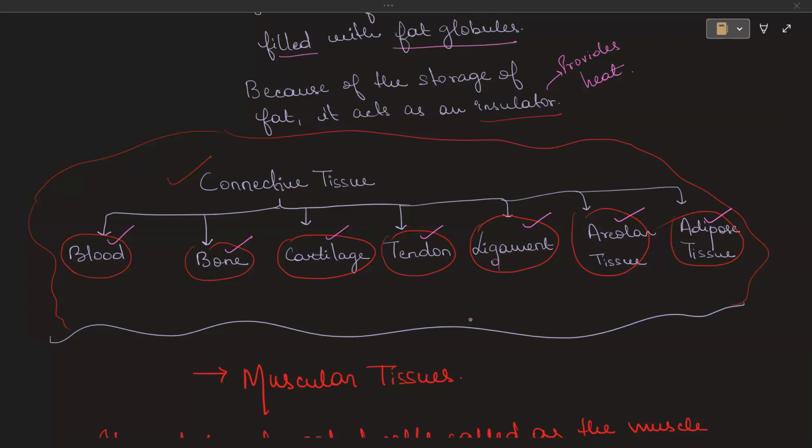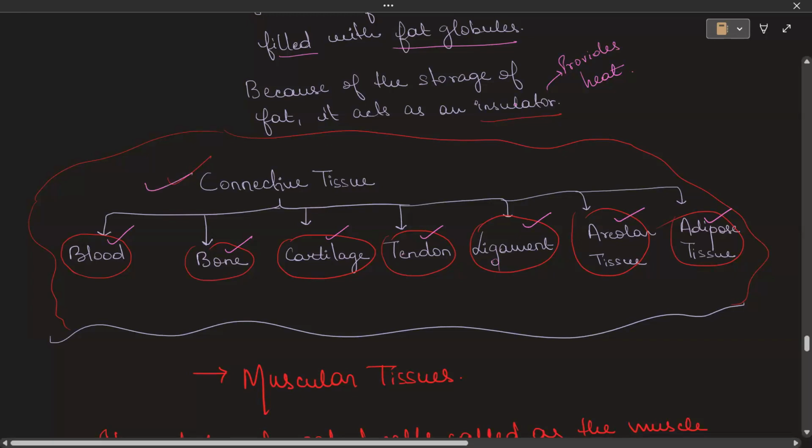Yes, ma'am. Okay, Rima, can you tell me ligaments would connect what to what? Bone to bone. Very good. And tendons would connect? Bone to muscle. Very good. So see, first of all, you people note this down.